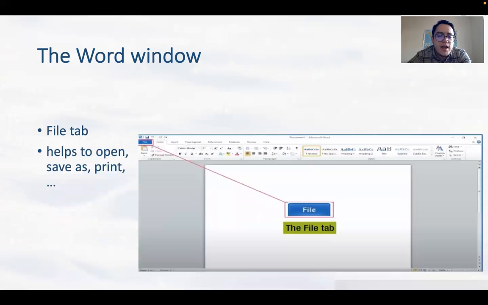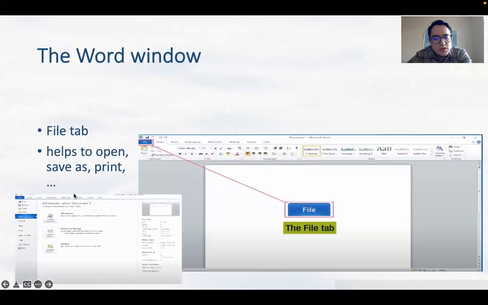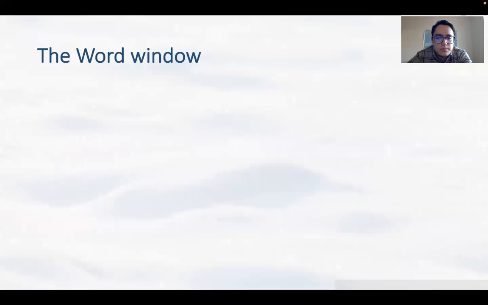Next, we have the File tab. The File tab helps you to open, save as, print, and etc. So when you open the File tab, you will have these options on here. You can see save, you can see open. That open will help you to open a saved file that you have from before.